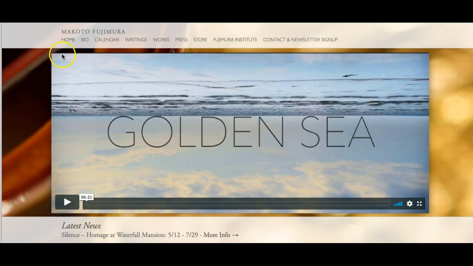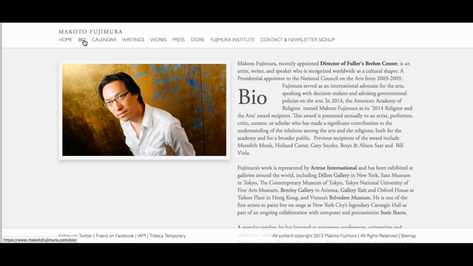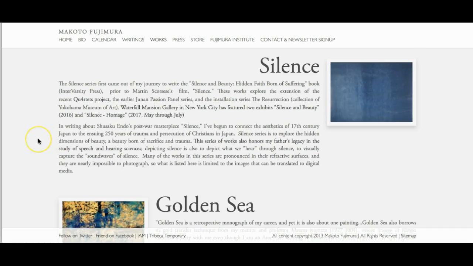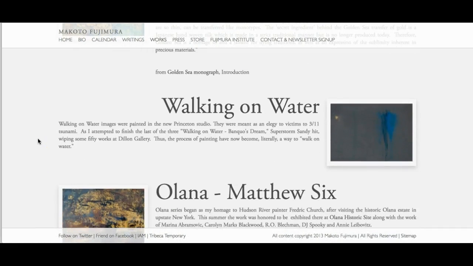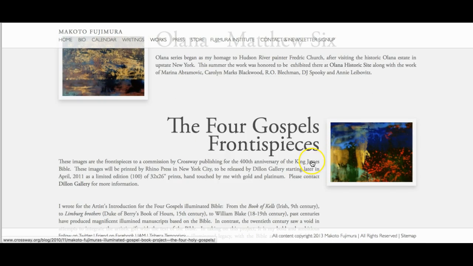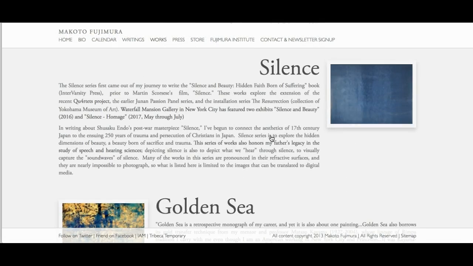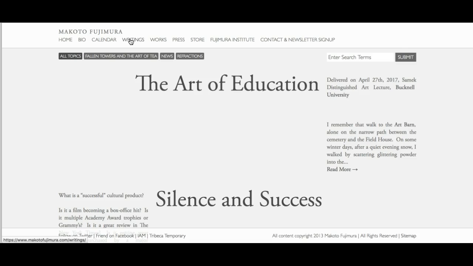So go ahead and watch these. Browse through his website here, so you can take a look at his bio, read about who he is, what he's done. Definitely take a look at his works, and you can browse through his different series that he's done. Here's the 4 Holy Gospel front pieces that he did. This is one of my favorite series that he has done. And just spend some time looking at his writings. He's just a really interesting, captivating character.